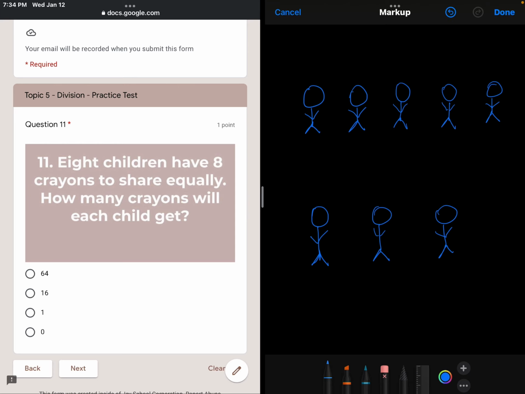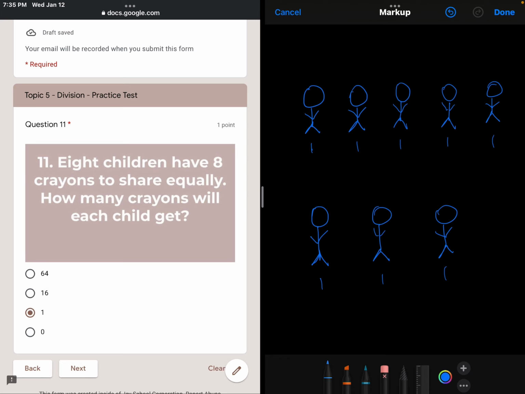Okay? All they have is 8 crayons. That's all they have. So how are they going to share those 8 crayons equally? Well, go around. This person gets 1, 2, 3, 4, 5, 6, 7, 8. Well, guess what, guys? I'm out of crayons. So how many does each person get? Each person gets 1.